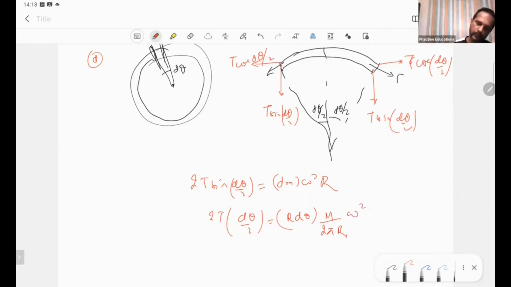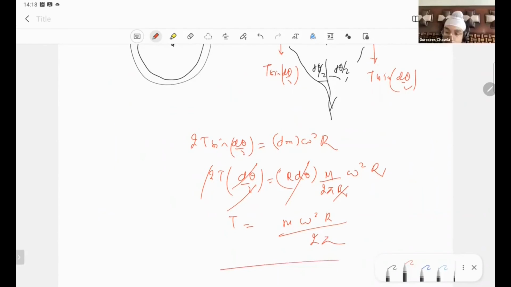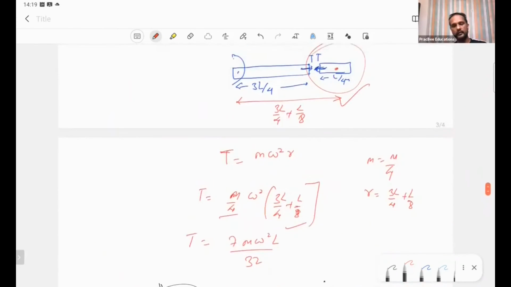Into omega square into r। So d theta by 2 gets cancelled out। This is like m omega square r square, m omega square r upon 2 pi। Got it? Yes, sir। ठीक है। तो इस तरह से स्ट्रेस कैलकुलेट करना है, लॉन्गिट्यूडनल स्ट्रेस। समझ में आ गया?